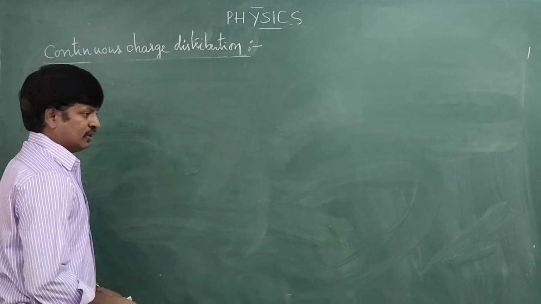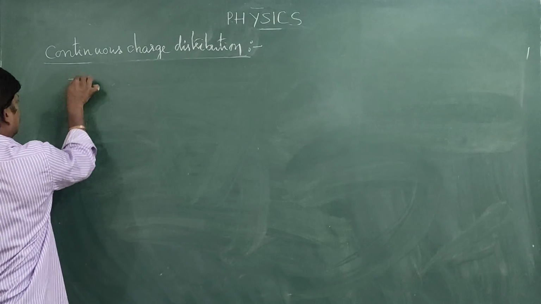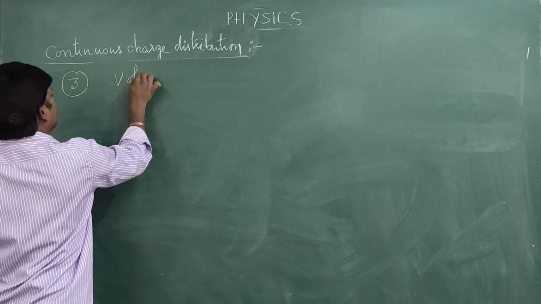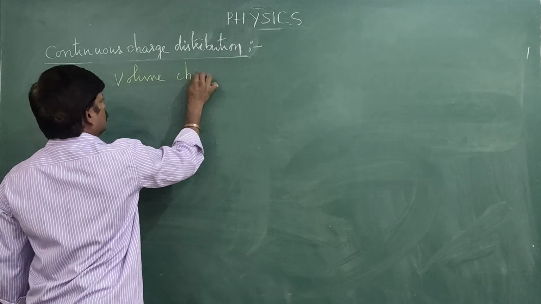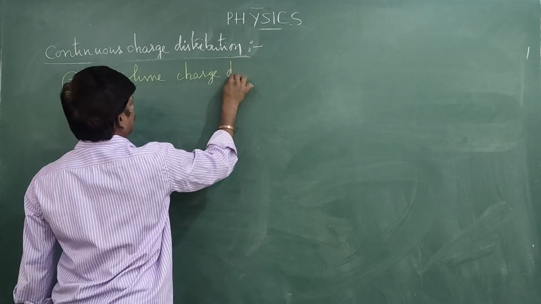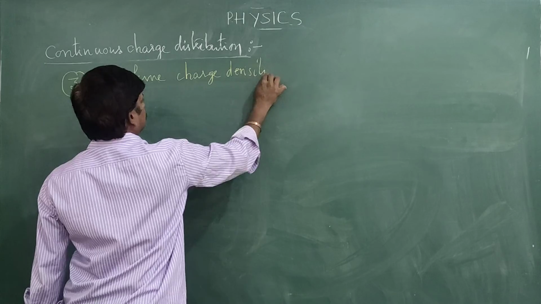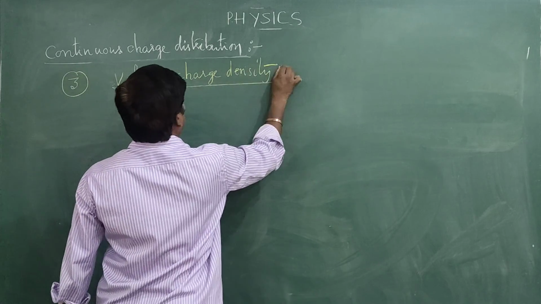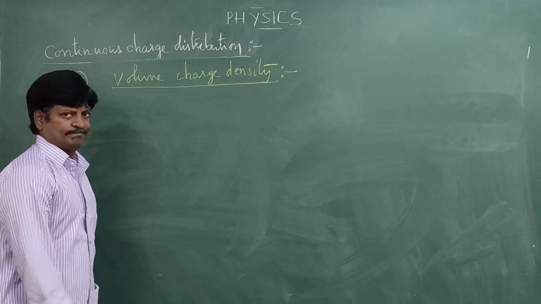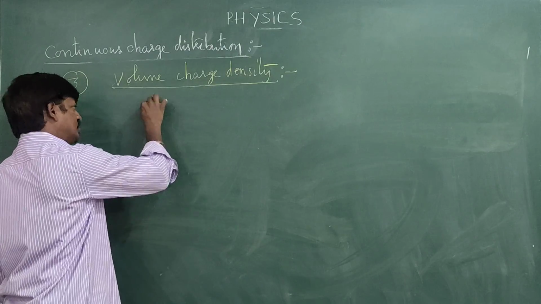Now in a similar way, we can define volume charge density. So volume charge density. What is volume charge density? It's very simple. It is denoted by the letter rho.